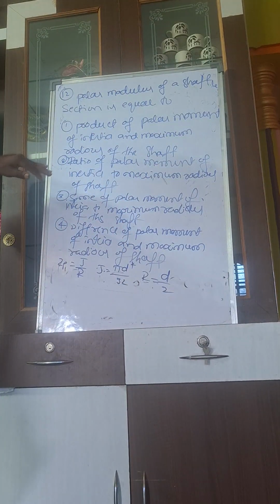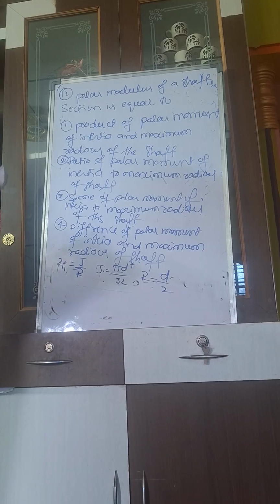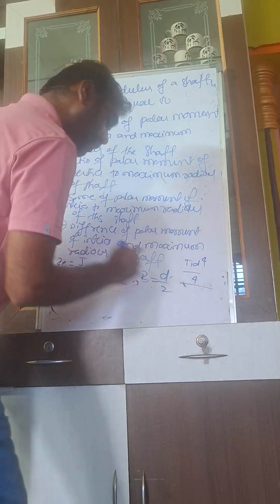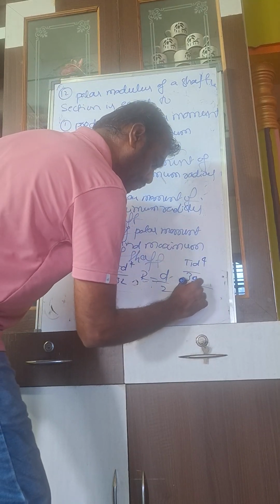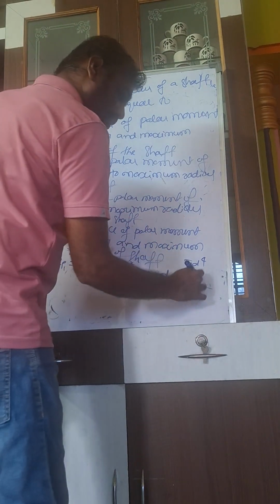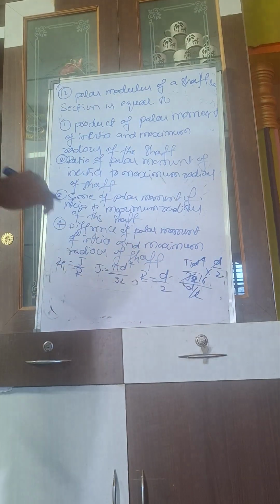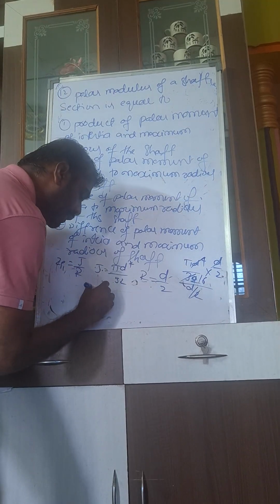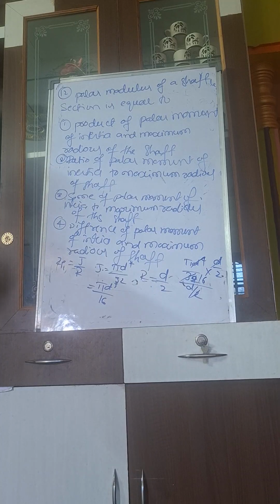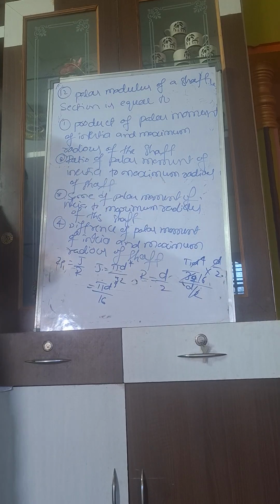What is the formula here? Ratio of polar moment of inertia to maximum radius of shaft, J by R. J by R means pi d to the power 4 by 32, divided by d by 2, that will be cross multiplication to 16. Then d can cancel, remaining pi d cube by 16. That is the answer for Zp.